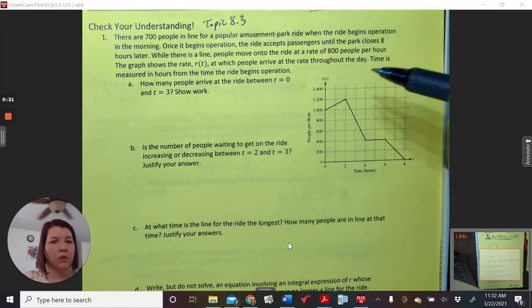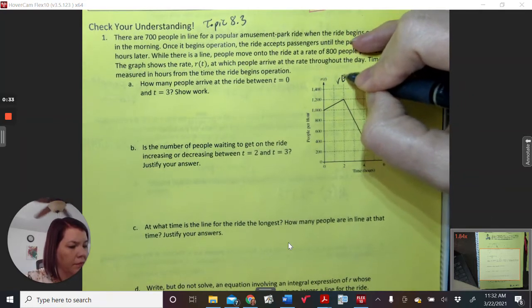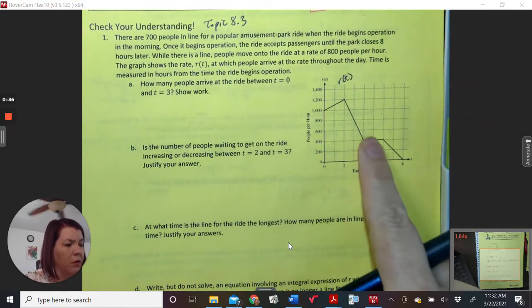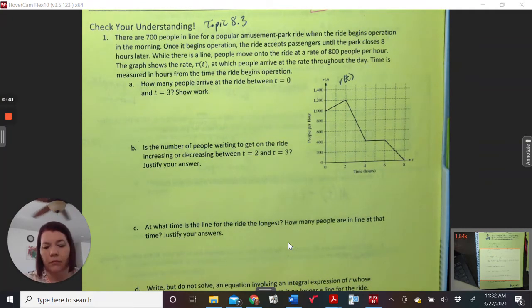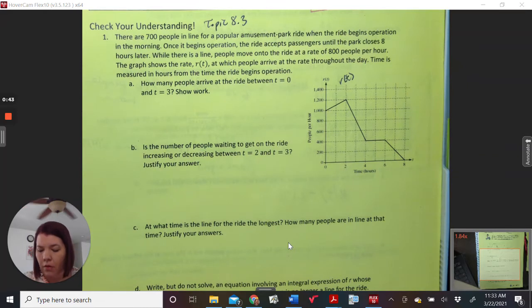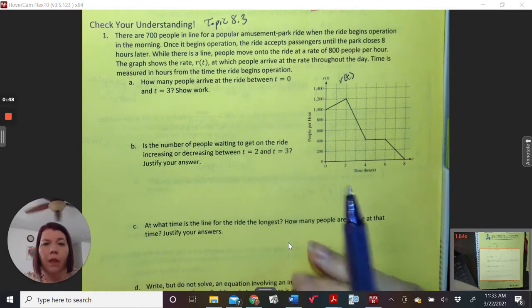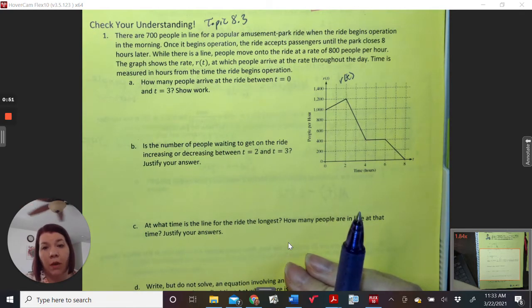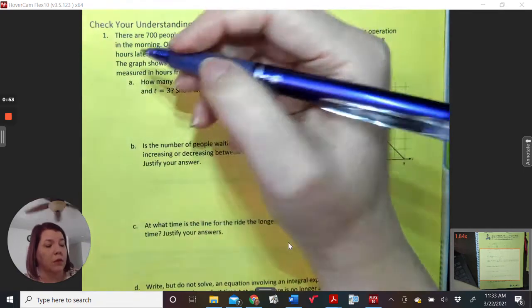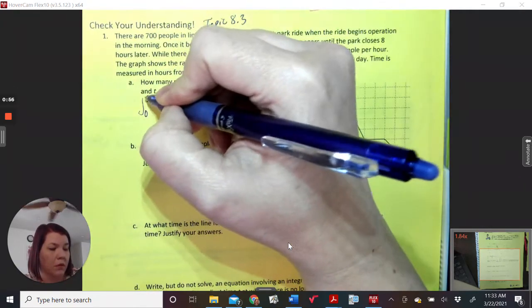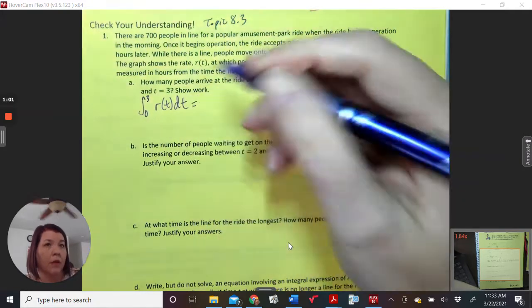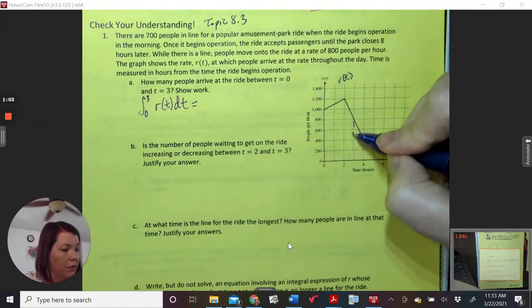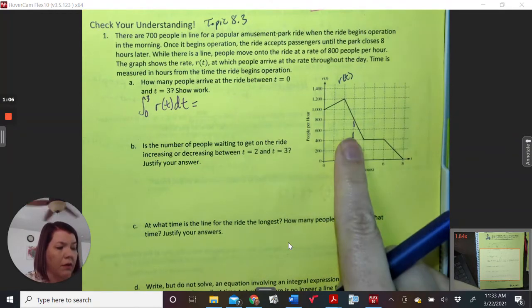Okay, so this is a graph of R of t, which is the rate of people showing up to get on this ride. How many people arrive at the ride between 0 and 3? Show your work. So between 0 and 3, the integral of R of t dt. So 3 is right here. I'm just looking for the area under that curve.